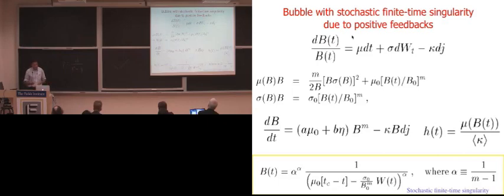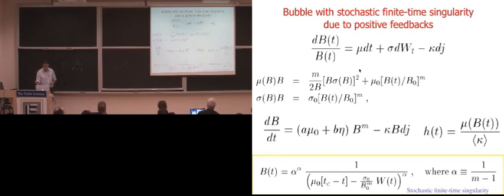Let me throw at you a few other attempts that we have developed in terms of writing exactly soluble models of stochastic finite time singularities and the tests that we have done. So we start with the standard Black-Scholes formulation where we have a bubble, dB over B is mu dt plus sigma dW plus a jump process, and we specify the rate of return and the volatility with an exponent m, which is the same thing as the gamma or the delta before, which when larger than 1 corresponds to a positive feedback.